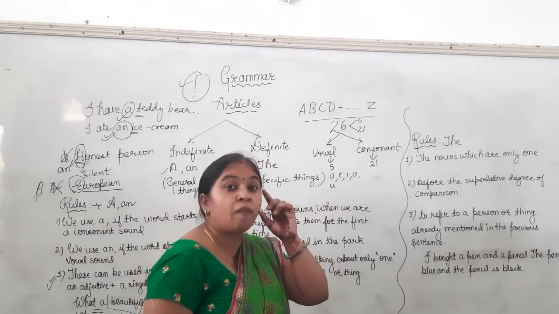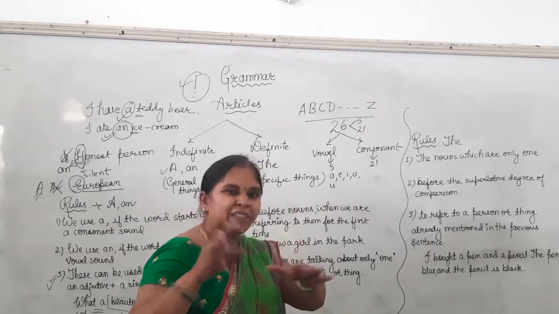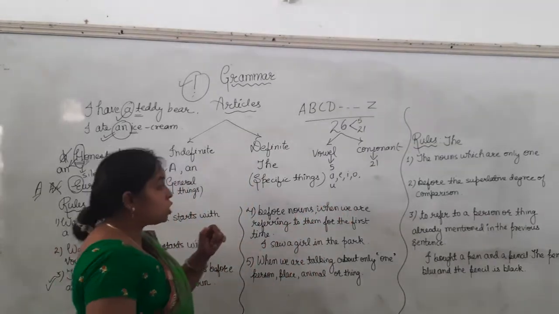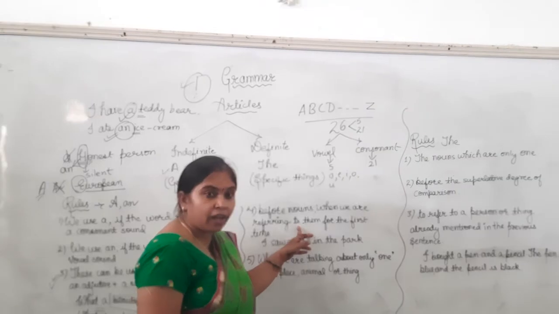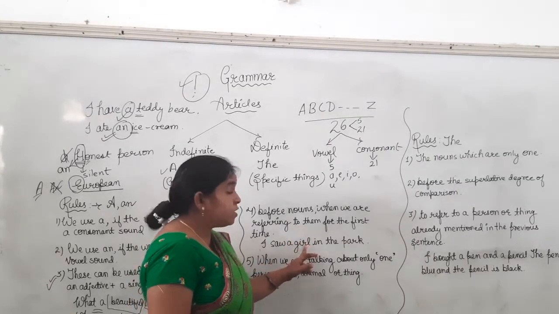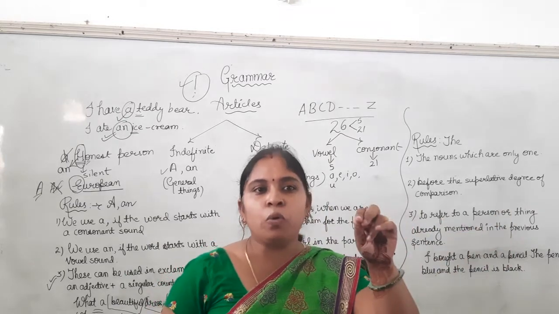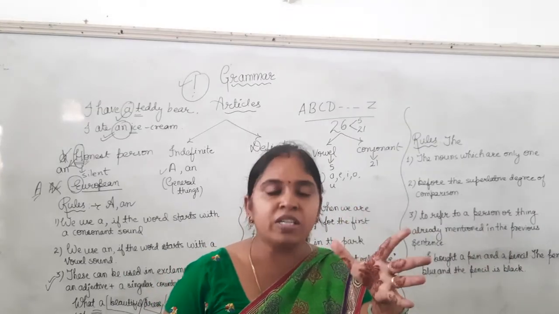A paragraph has a minimum of 2 to 3 lines and a maximum of 7, 8, 10 lines. It may exceed. So when we are writing a paragraph and in the first line of the paragraph we are referring to a person's name.